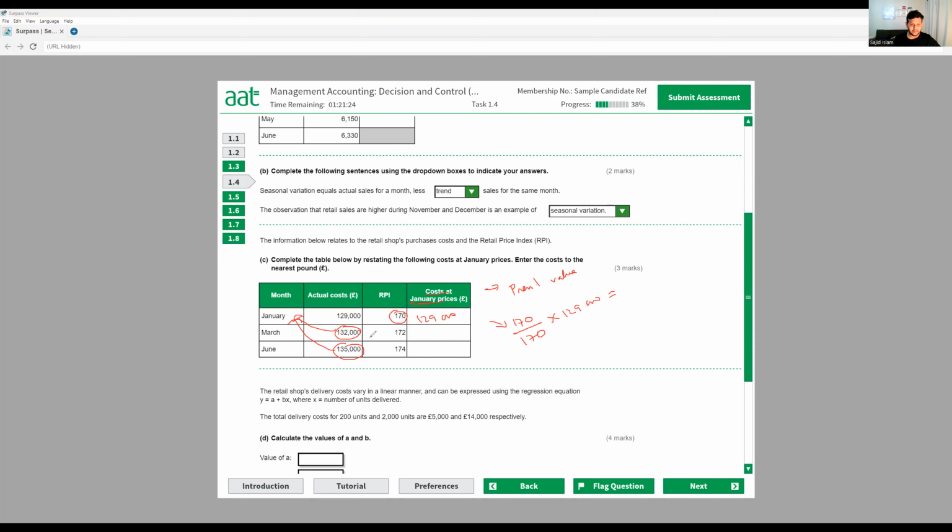But the next one we have here, 132. So we put the 170 because we want to bring everything to January price. 170 divided by 172 times 132,000. So the 170 divided by 172 times 132,000, and that gives me 130,465.